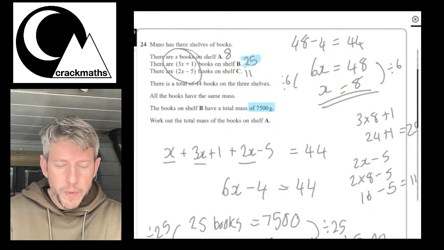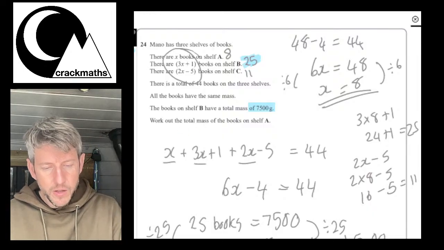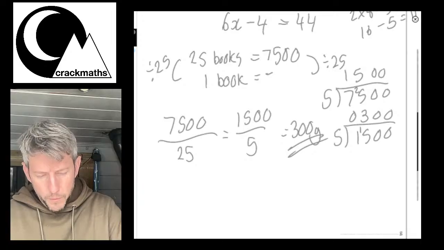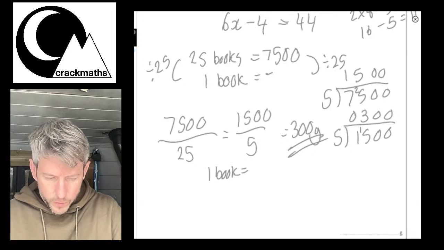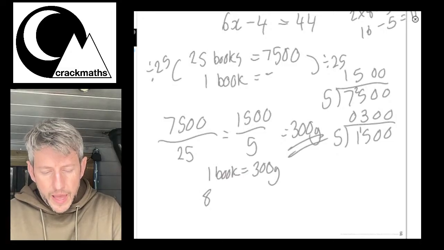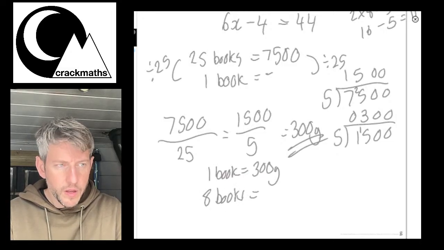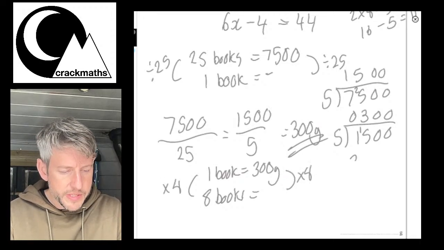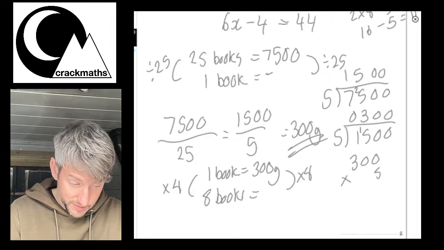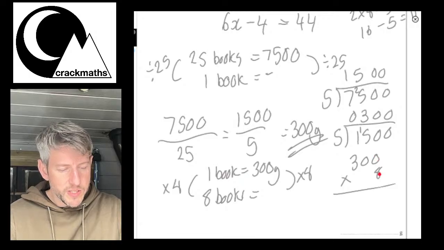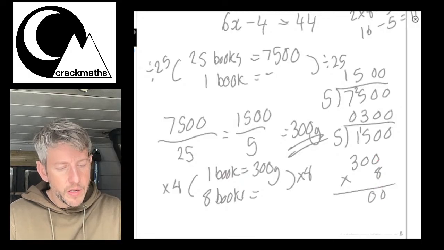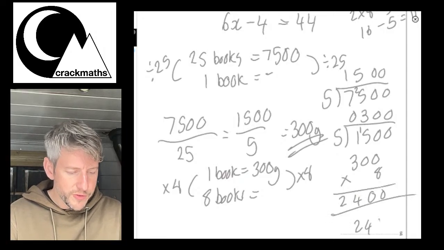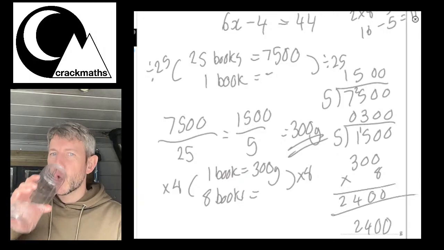Work out the total mass of the books on shelf A. Well, there's 8 books on shelf A, and they all weigh 300 grams. So one book equals 300 grams. 8 books will equal this times 8. So we just need to do 300 times 8. 0 times 8 is 0, 0 times 8 is 0, 8 times 3 is 24. Here we go, 2,400 grams. Okay, wonderful.